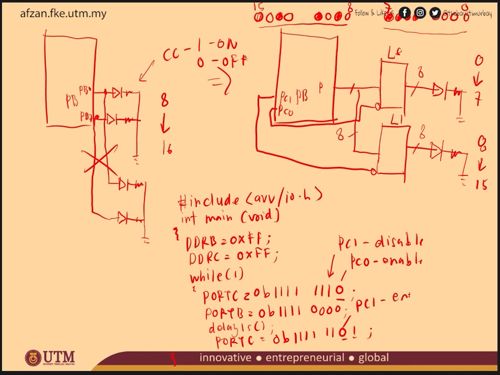PC1 is enabled, while PC0 is disabled. Then I send this value to my port B. So port B equal to what value here? 0B10101010, and call a delay of 1 second. That's all. This is how you increase the number of LEDs from 8 to 16.